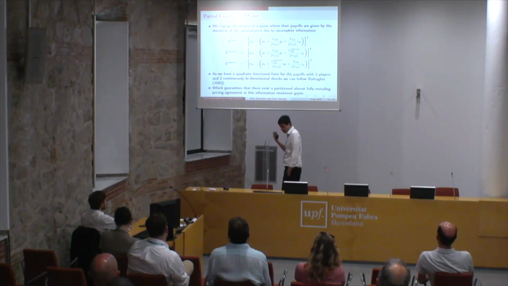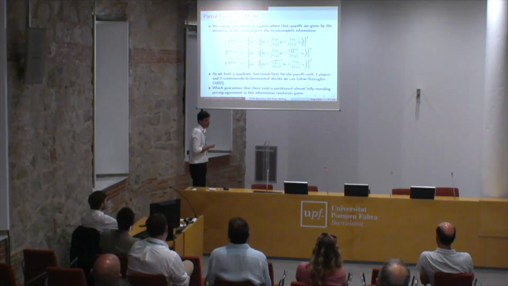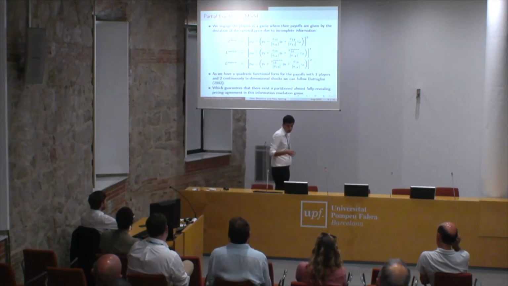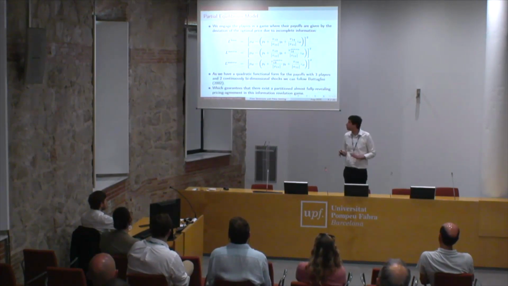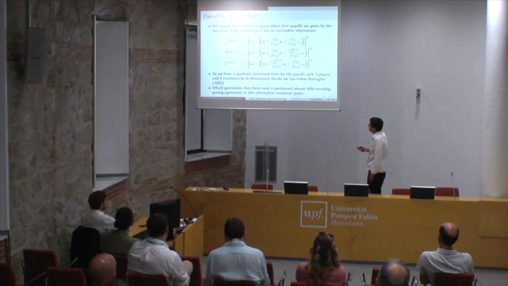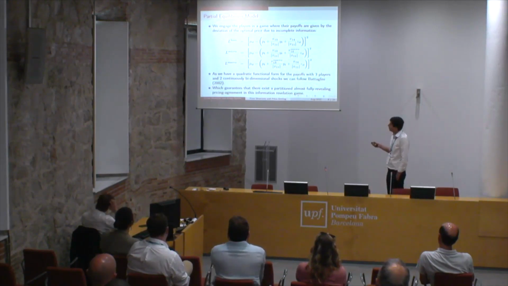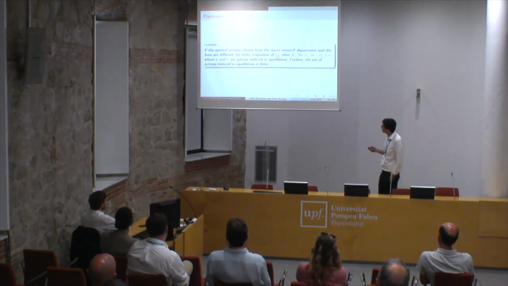The simple paper that started this was Crawford-Sobel in the 80s, on cheap talk. And there you had two players, a static game. Here we're using Battaglini because he allows for continuous bidimensional shocks. So we can use two uniform shocks here, still static, and then we add persistence later. But this is so we're getting the results from Battaglini, which tells you that there exists a partitioned, almost fully revealing equilibrium. This is just the lemma.